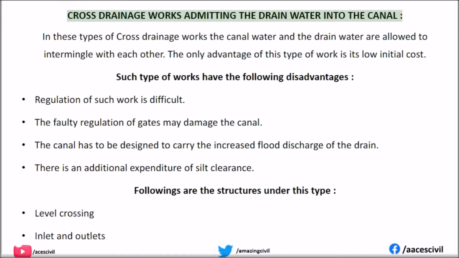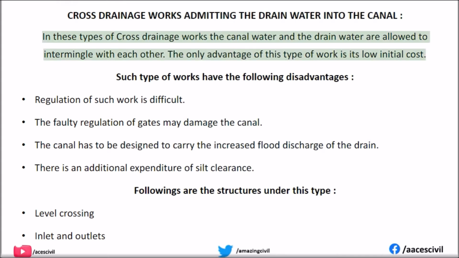Cross drainage works admitting the drain water into the canal. In these types of cross drainage works the canal water and the drain water are allowed to intermingle with each other. The only advantage of this type of work is its low initial cost.